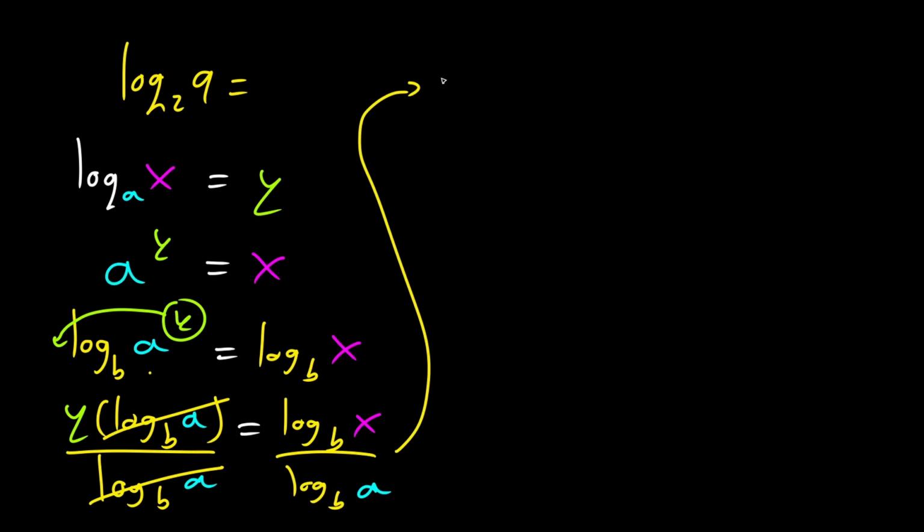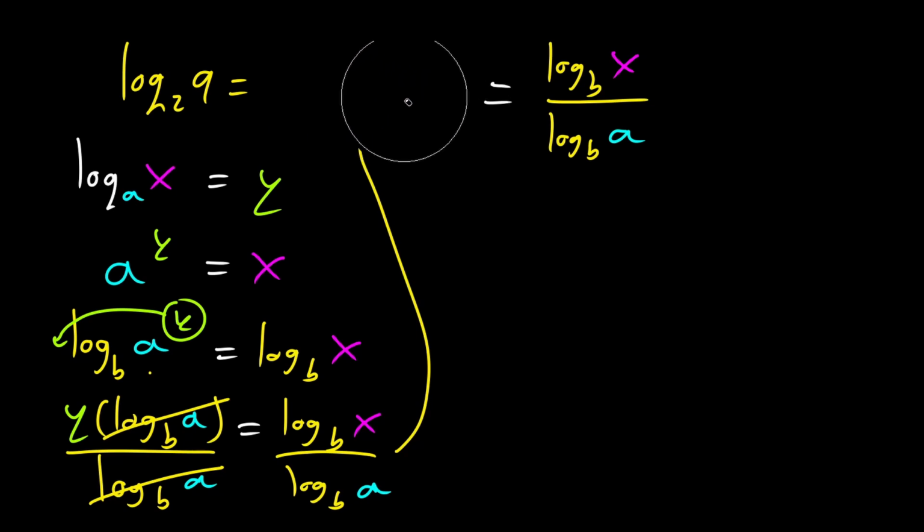And that is y is equal to log base b of x over log base b of a. Now that is our formula. But what is y? Well, we just said y is equal to log base a of x. So we can just substitute that back in. Log base a of x is equal to all of this.